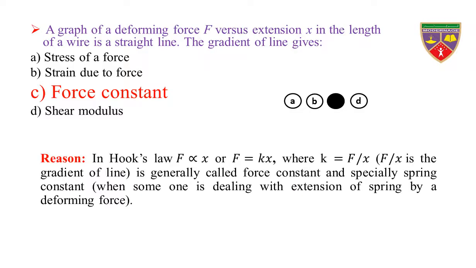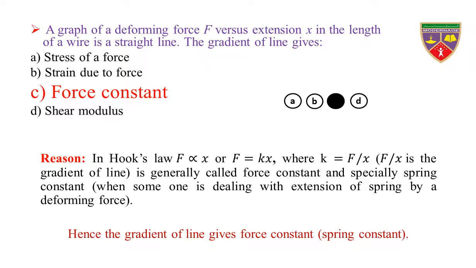Reason: in Hooke's law, F is proportional to x, or F is equal to Kx, where K is equal to F divided by x, and it is the gradient of line. It is generally called force constant, and specially spring constant when someone is dealing with extension of spring by a deforming force. Hence, the gradient of line gives force constant or the spring constant.